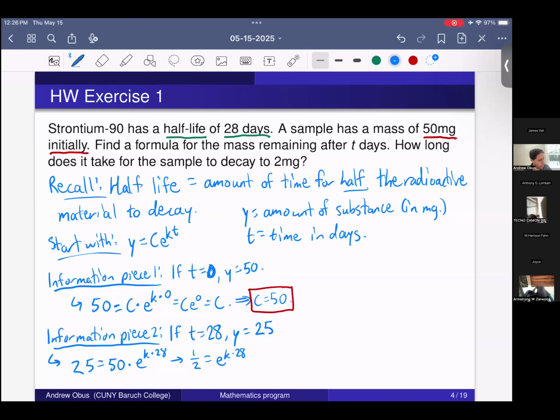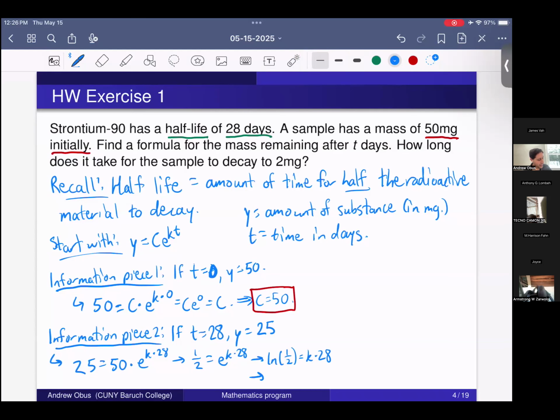So then remember, we want to solve for k. So in order to do that, we have to take the natural logarithm of both sides. So that tells us that ln of 1/2 is equal to k times 28. And that tells us that ln of 1/2 divided by 28 equals k.